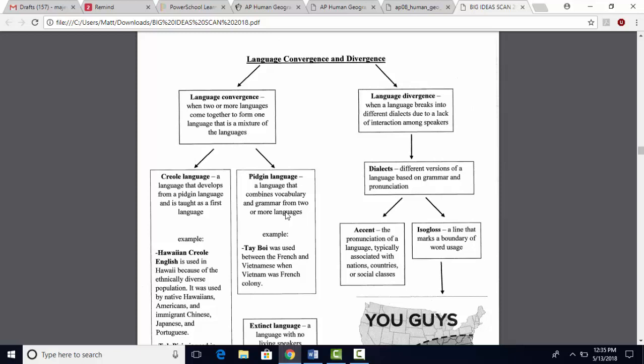Tay Boy was used by the French and the Vietnamese to communicate with one another when Vietnam was being colonized by the French. Now, when a pidgin language becomes a permanent one that is used as a first language, as a primary language by a group, then it becomes known as a Creolized language. So Creolized is when it's become formalized to the point that it's actually used all the time by one or both groups. An example, remember, Hawaiian Pidgin, or Creolized English, used in Hawaii.